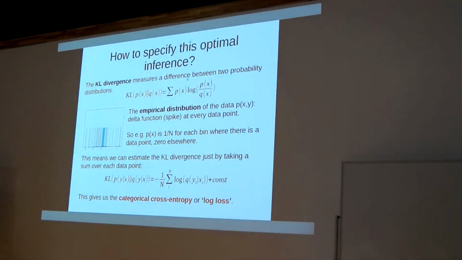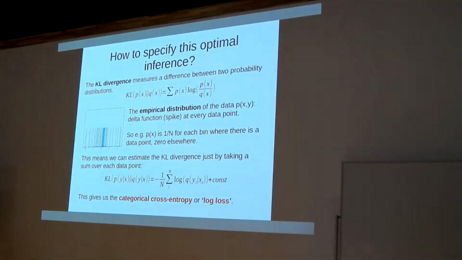So conveniently, if I had data and not analytic functions, it's annoying to do this when I have stuff inside the log. But conveniently, Q is only showing up in the log and it doesn't show up outside. So what I can do is say, the sum over P of X times log of blah, blah, blah. The P of X is just 1 over n for each of the data points, so that kind of pops away. And then I'm left with the sum over the data points of log of Q.